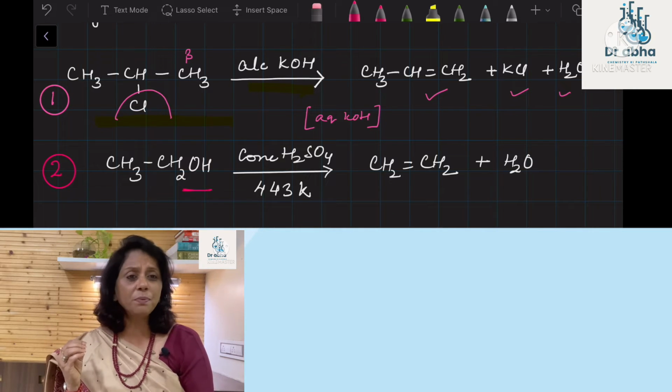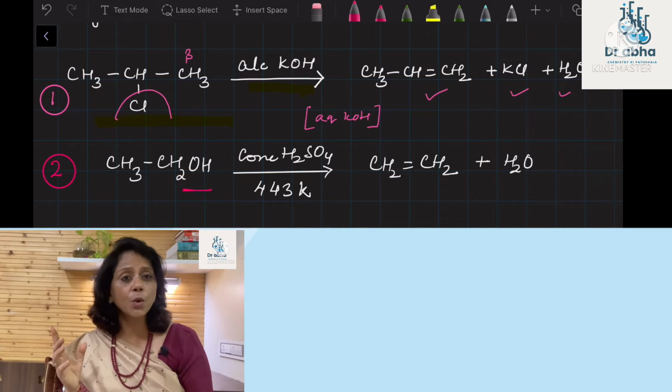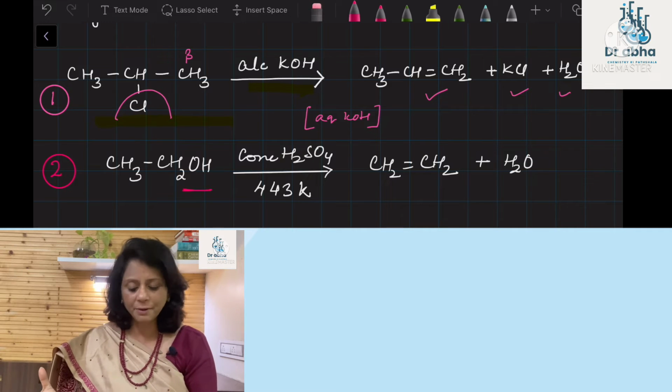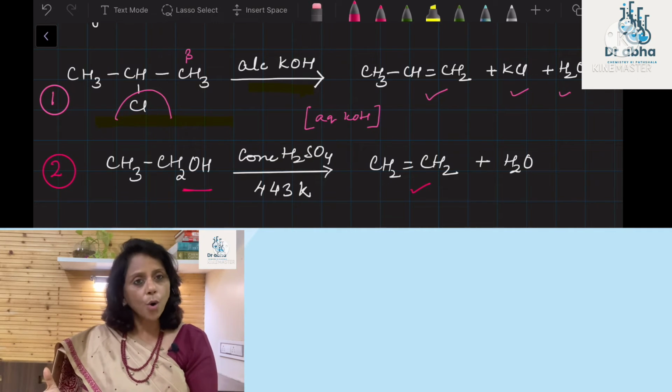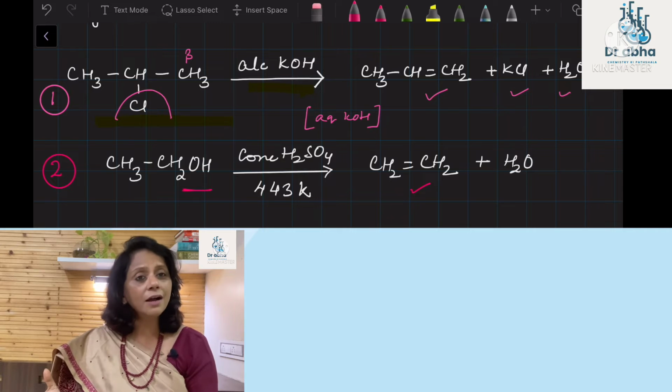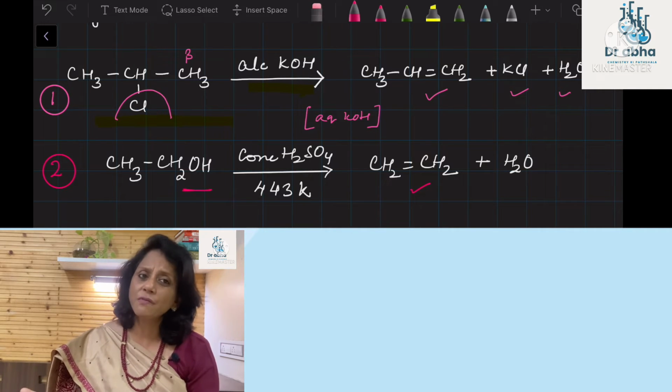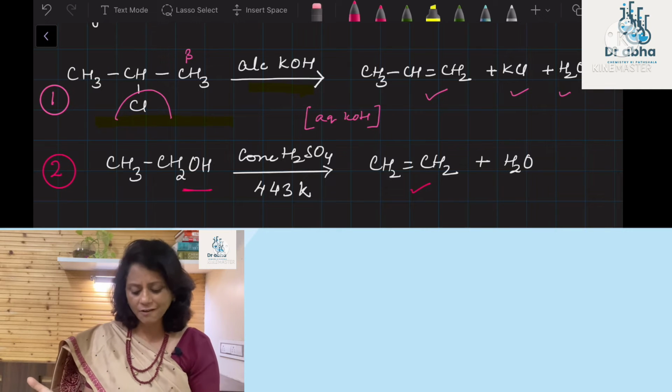Always, students, please ensure, just look at the arrow, and always the arrow will be supported by certain conditions whenever we are looking for an elimination reaction, right? So OH is removed and we land up with a double bond. That is a kind of elimination reaction. Always we will have byproducts, right? Here water is the byproduct.